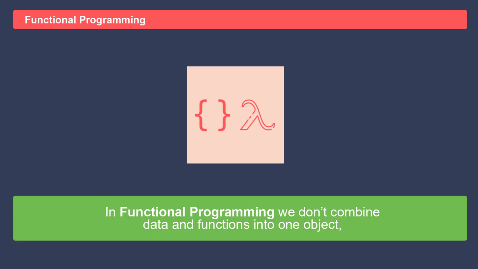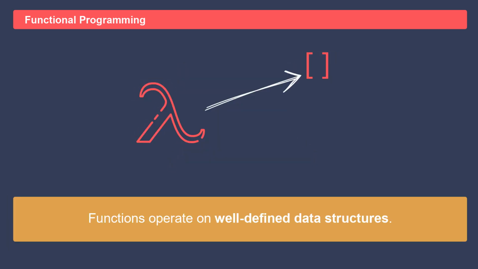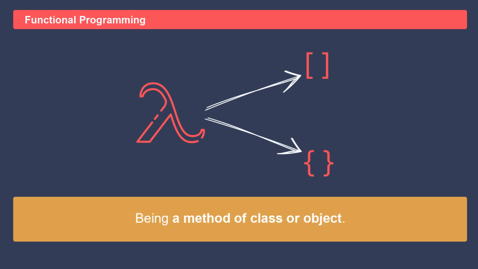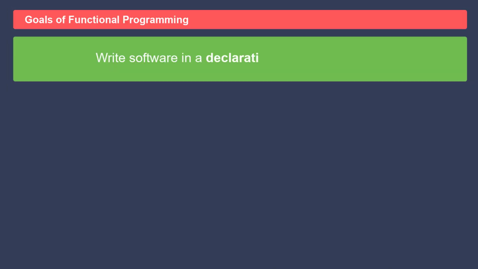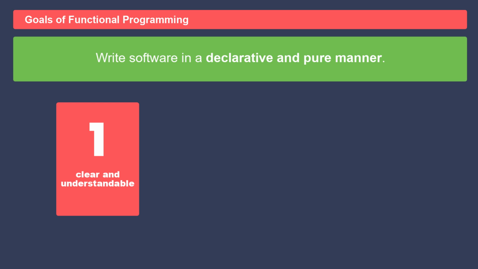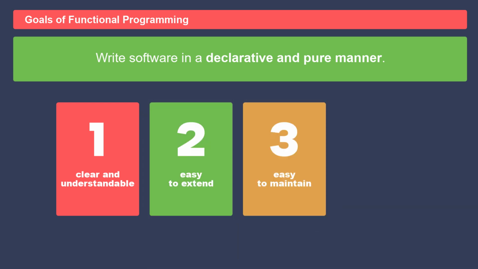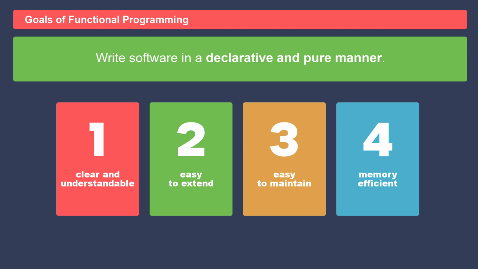In functional programming, we don't combine data and functions into one object. Instead, functions operate on well-defined data structures, like arrays and objects, rather than belonging to that data structure, like being a method of a class or object. The main goal of functional programming is to write software in a declarative and pure manner, which will make our code clear and understandable, easy to extend, easy to maintain, and memory efficient.